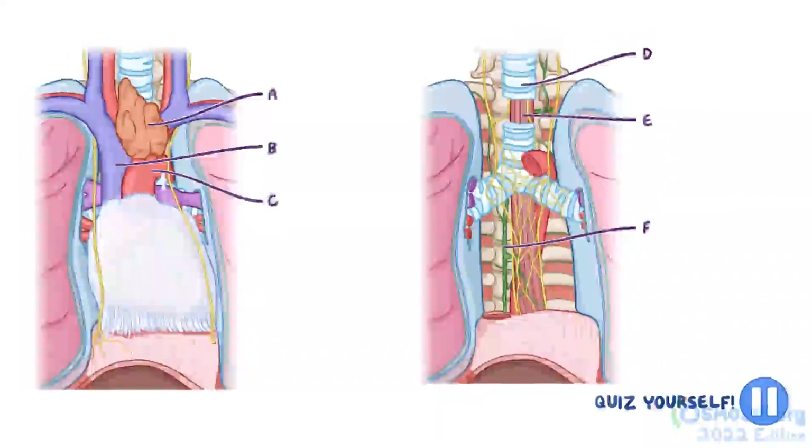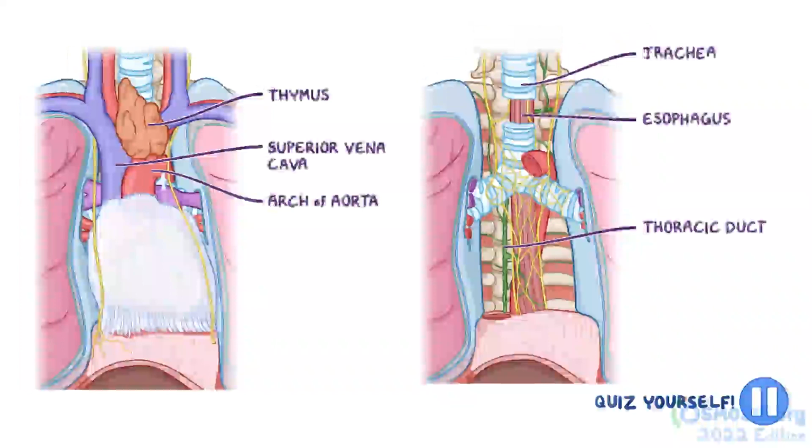Before moving forward, let's see if you can remember what the superior mediastinum contains from anterior to posterior. Alright, so we're going to assume that you got that exactly right, so we can now move on to the nerves.